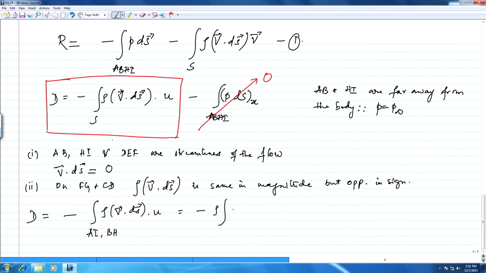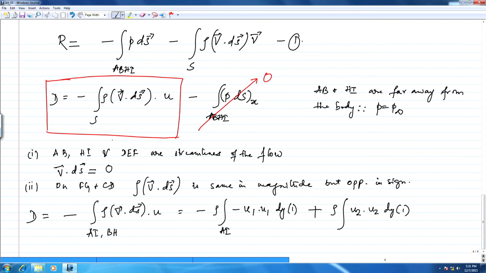So V dot ds is minus U1, right. Then this is also essentially U1, and ds is nothing but dy into 1. So similarly, for AI, this is the inlet, and for this, what we get is rho U2, into U2, and again dy into 1, right.